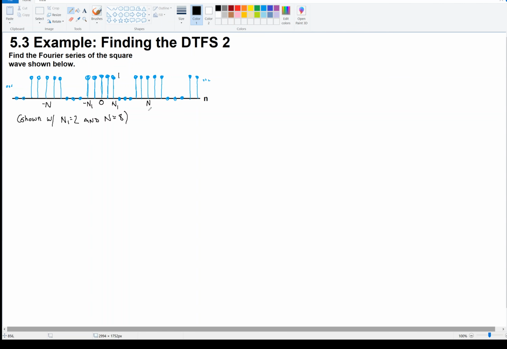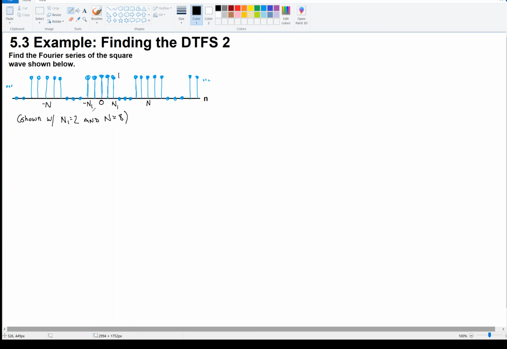Now there are two parameters that describe this square wave, N1, which defines the pulse width. So the pulse width is 2 times N1 because you have N1 samples to the left, N1 samples to the right, and then the origin. So 2N1 plus 1 is the pulse width, and then the other parameter is the period, capital N. So that's how many samples it takes to repeat, as usual.